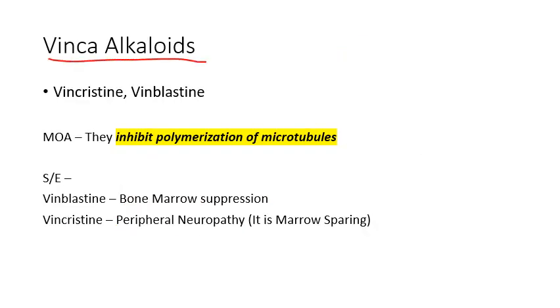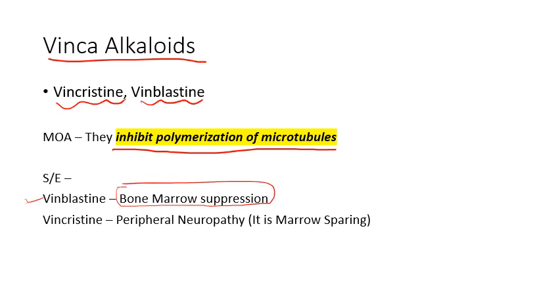Vinca alkaloids, that is vincristine and vinblastine, inhibit the polymerization of microtubules. So the drugs inhibiting the polymerization are vinca alkaloids and drugs inhibiting the disassembly are taxanes. The major side effect of vinblastine is bone marrow suppression, and the major side effect of vincristine is peripheral neuropathy. It is important to remember that vincristine is a marrow sparing drug. You can remember this by remembering that there is the word blast in vinblastine, in that it blasts the bone marrow.